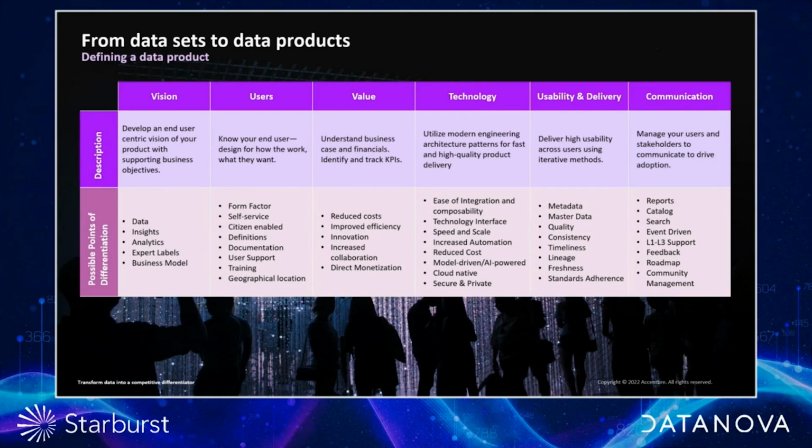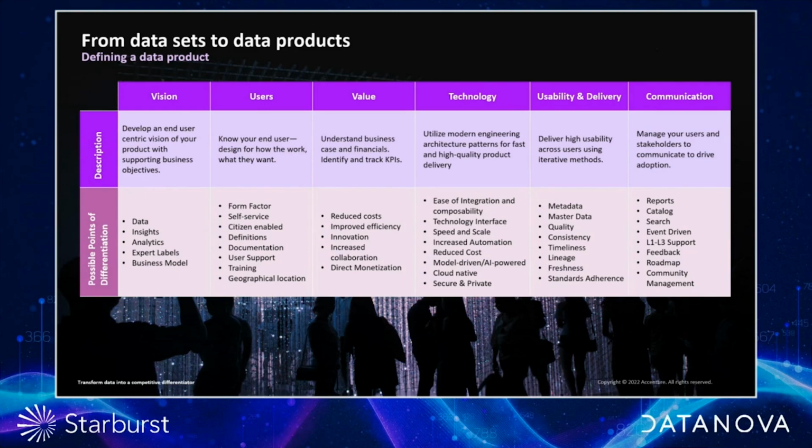Differentiating on the usability and delivery, right? Thinking about who are the users. And so again, for a user to actually look at the data and to be able to make a decision, things around metadata, things about master data. Master data might be a great way to make your product much better. The quality, consistency, timeliness, lineage, standards adherence, right? All of these could make your data much easier for that end user to use.